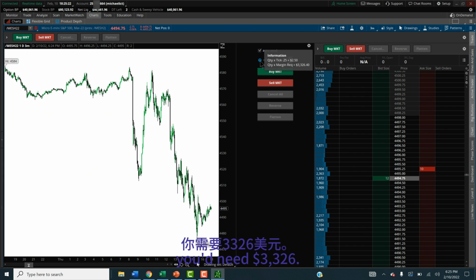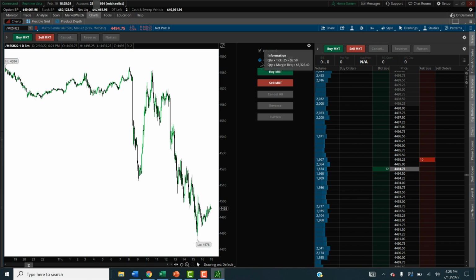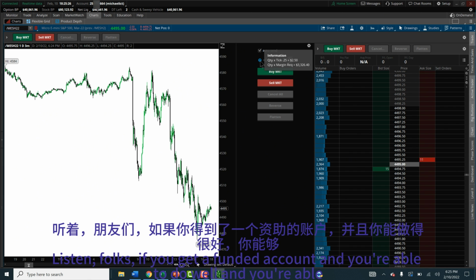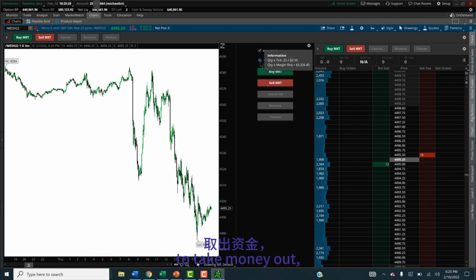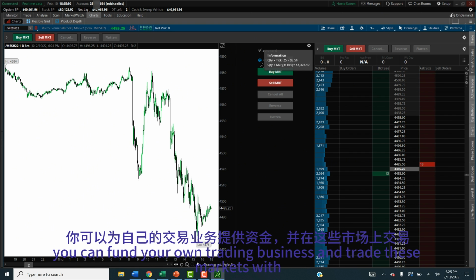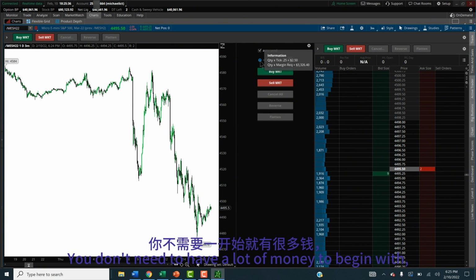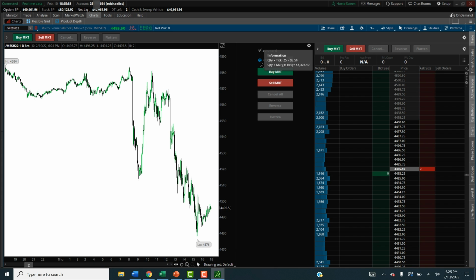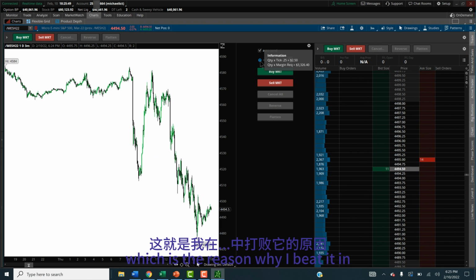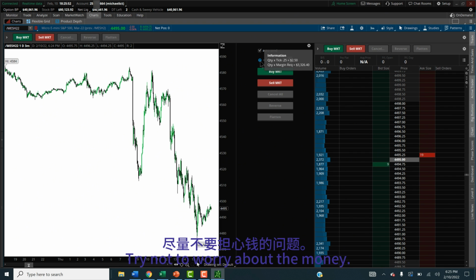But you need $3,326. Listen, folks, if you get a funded account and you're able to do well and you're able to take money out, you can fund your own trading business and trade these markets with the money you pull out of the funded account. You don't need to have a lot of money to begin with, but you need to have the skill set. If you don't have the skill set, none of this is going to matter. It's a pipe dream until you know what you're doing, which is the reason why I beat it in your head all the time. Try not to worry about the money.